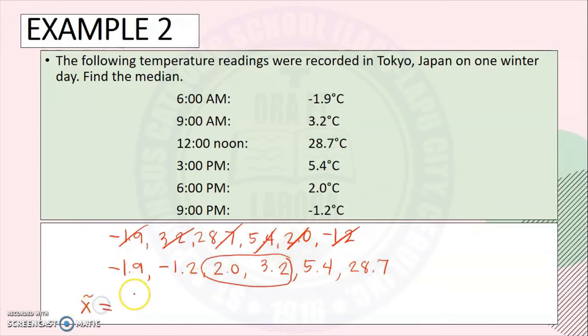To solve for the median, we are going to add 2.0 plus 3.2 and divide the sum by 2. 2.0 plus 3.2 is 5.2. Divided by 2, the answer is 2.6.